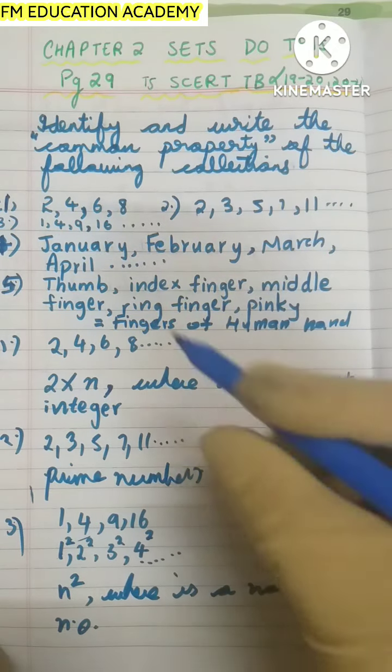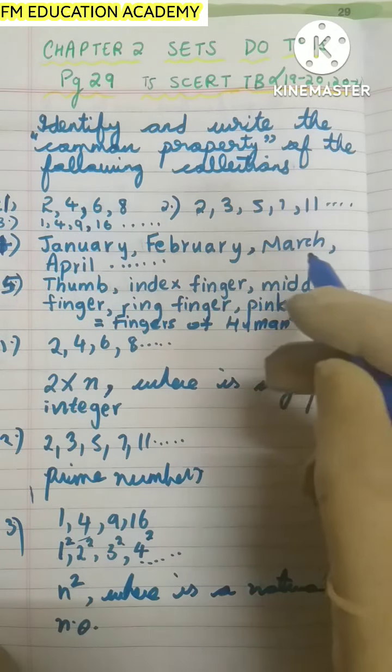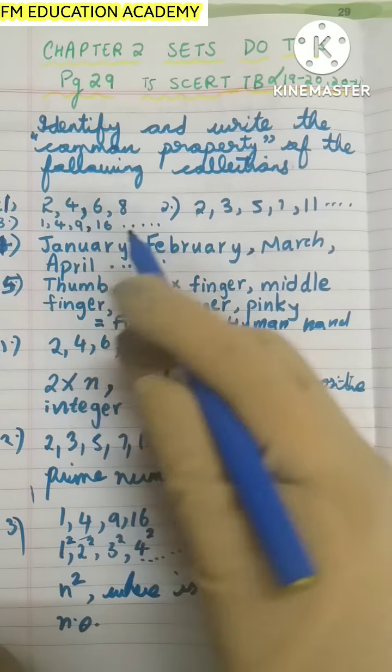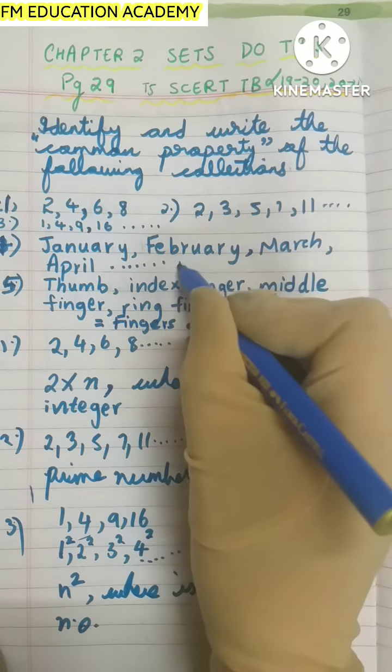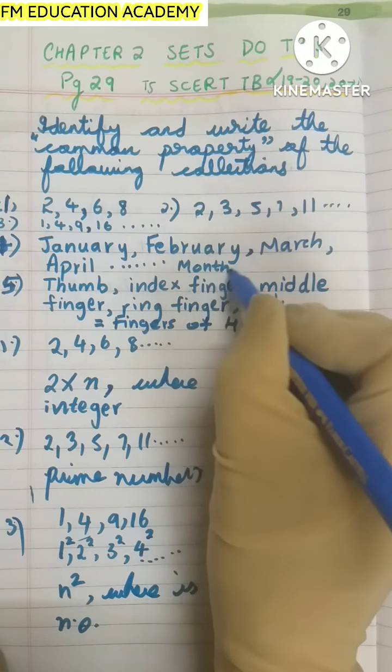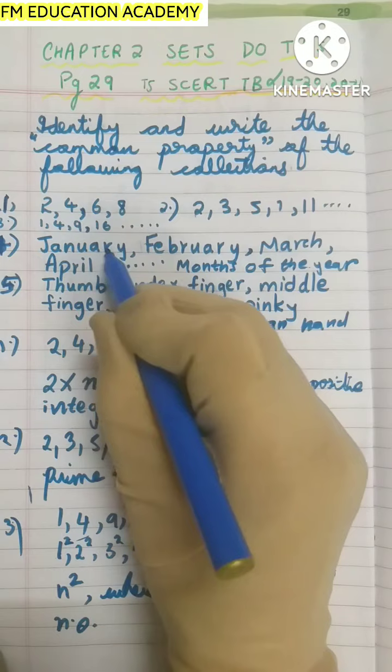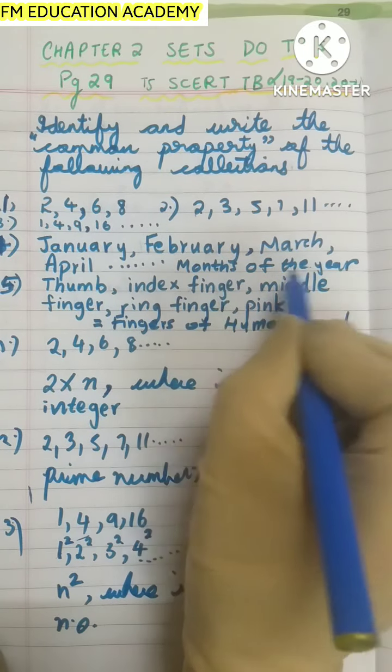Okay. Next, fourth question is January, February, March, April. Which property is this? We know that these are the months of the year. So we can write, I'll write the answer here only, months of the year. Okay, this was the question, January, February, March up to April, and these are the months of the year.